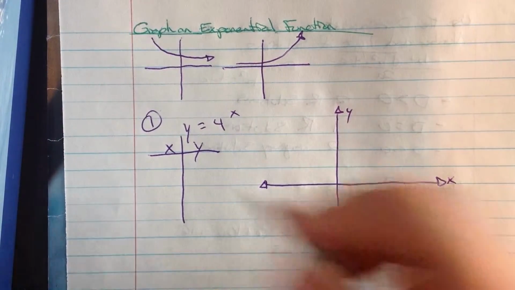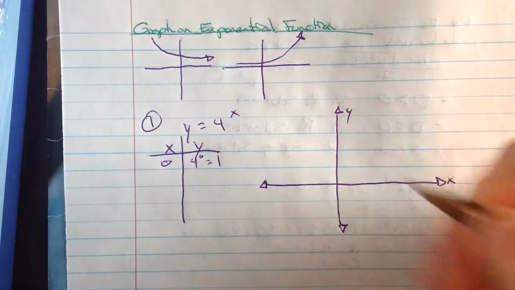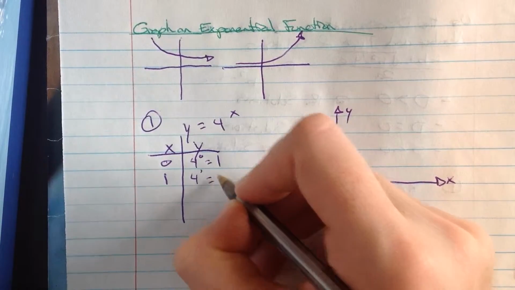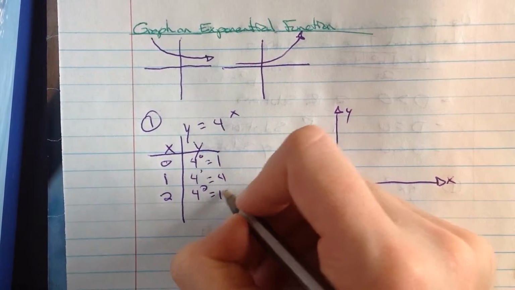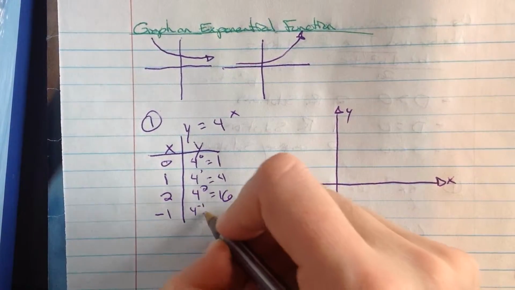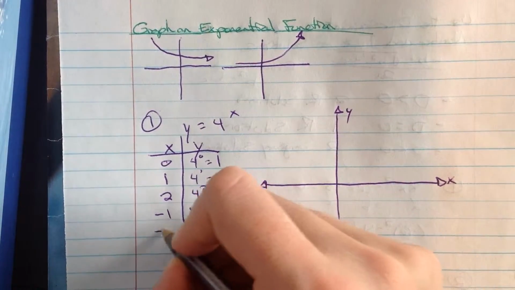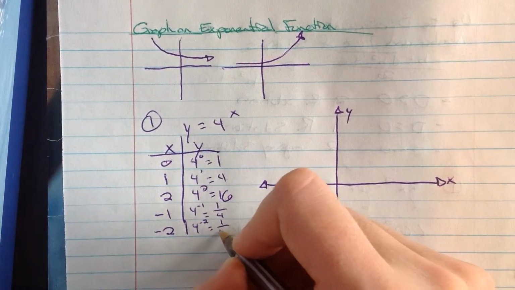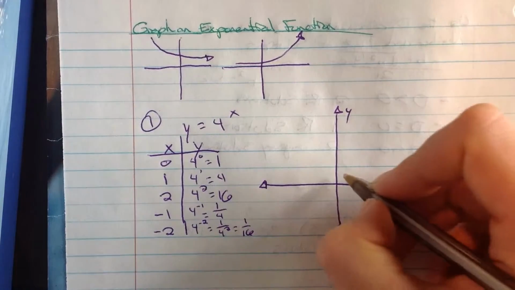So if we plug in 0 for x, 4 to the 0 power is 1. Plug in 1, 4 to the first is 4. Plug in 2, 4 squared, 16. If we plug in negative 1, we get 4 to the negative 1, which is the same thing as 1 over 4. If we plug in negative 2, we get 4 to the negative 2, which is the same thing as 1 over 4 squared, or 1 over 16.